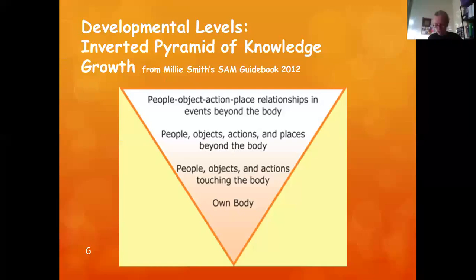That should look familiar from when we talked about the DLM expanded taxonomy of cognitive processes. Then the next thing they do is move up to people, objects, actions, and places beyond the body. And today, for most of this presentation, we're going to talk a lot about objects touching the body and our kids interacting with objects, using their body to interact with objects.